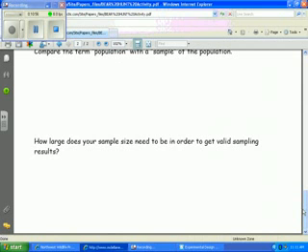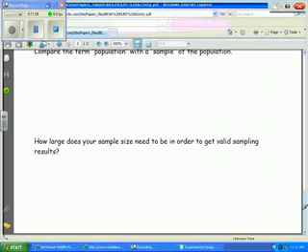How large does your sample size need to be in order to get a valid sampling result? What do you think? The larger the better. Okay, good. The larger the better, the more accurate. Okay, so you can put that in there. But I'll tell you that we are going to spend time doing this. The larger the better. So at this point in the course, that's all you know.